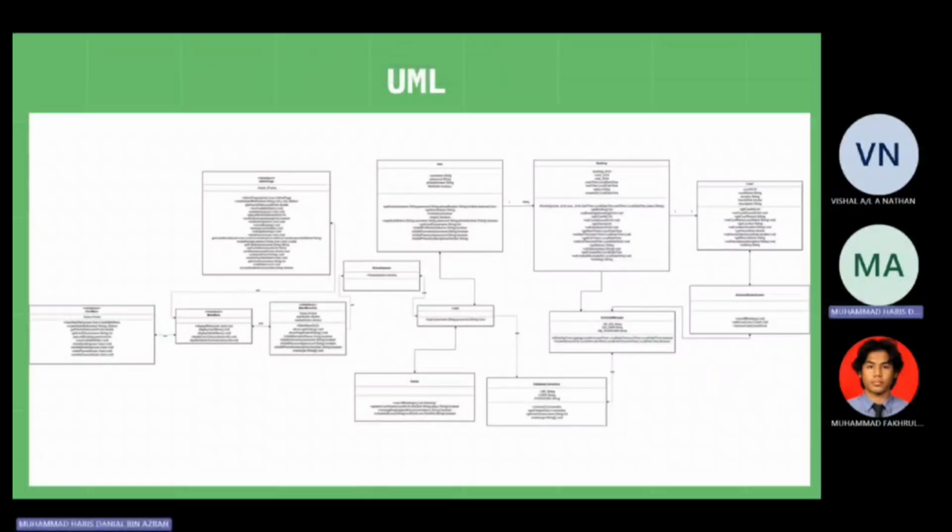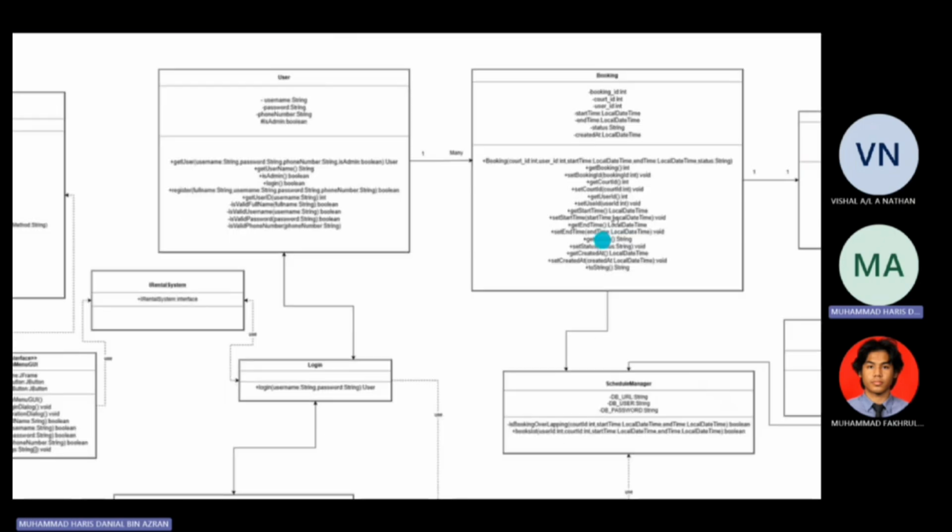So my name is Muhammad FAKHRUL HAZIQ, and I will be explaining about UML. First, I would like to explain the UML structure. From the table we can see that the first box is the class name, the second box represents the attributes, and the third box usually represents the methods that we use.